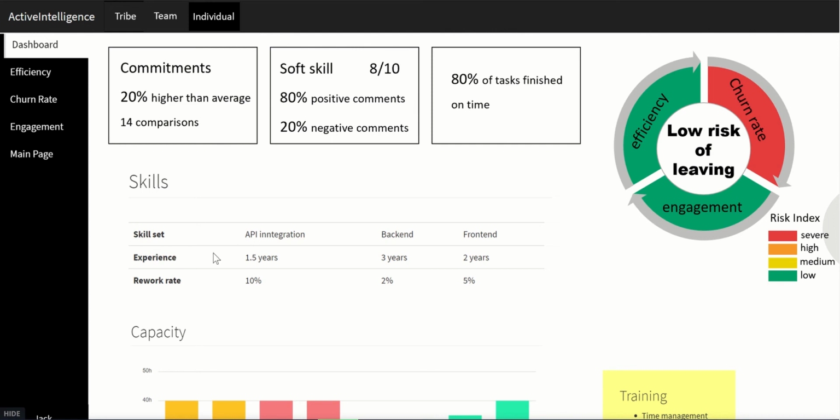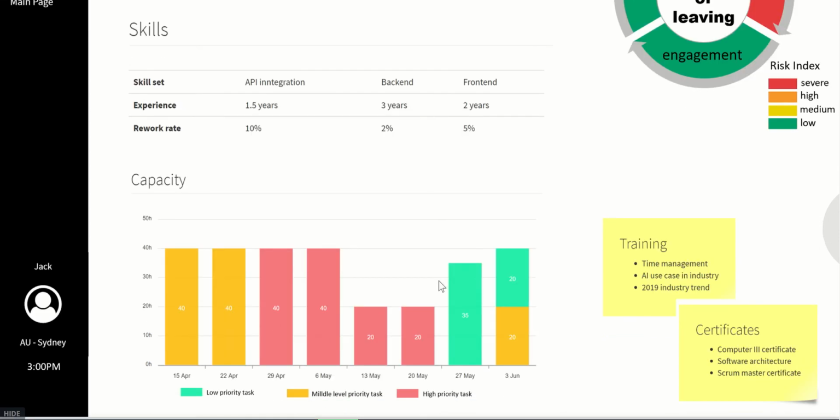Also, we are tracking in real time the different endpoints he's touching. For example, you can see he has worked on API integration, backend, and frontend. However, his rework rate is 10% in API integration, 2% in backend, and 5% in frontend. We're also tracking capacity. What are the priorities of tasks? What are the different capacities he's working on? You can see from 15th April to 22nd April, he's working on middle-level priority tasks. However, from 29th April, he's working on high priority tasks. So it's pretty much high priority tasks for a long time. Only around 27th May and in the first week of June, he's working on low priority tasks.